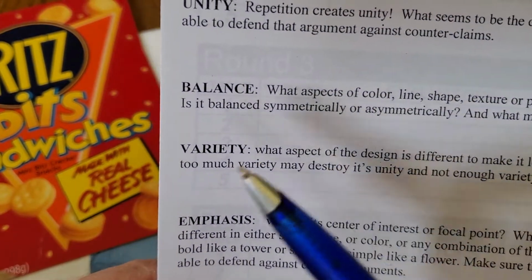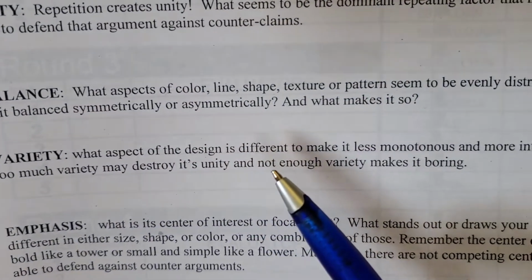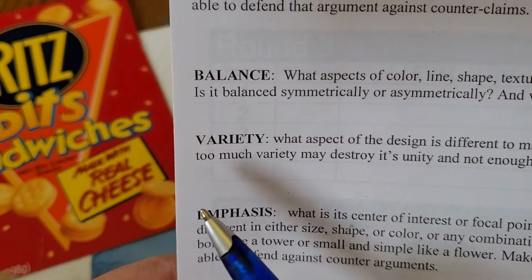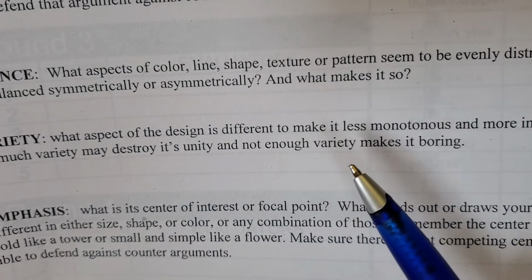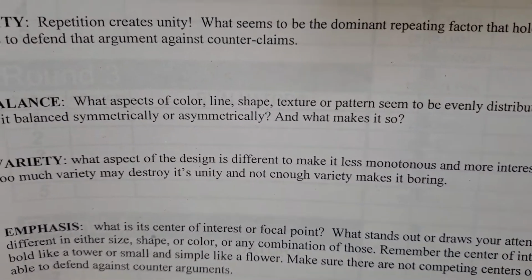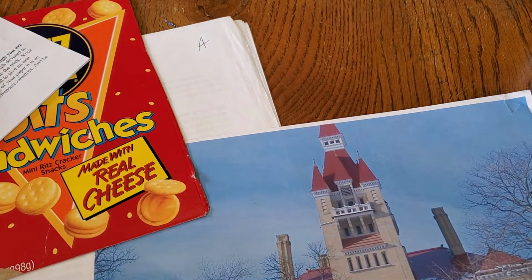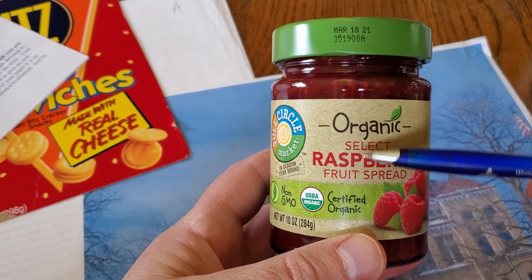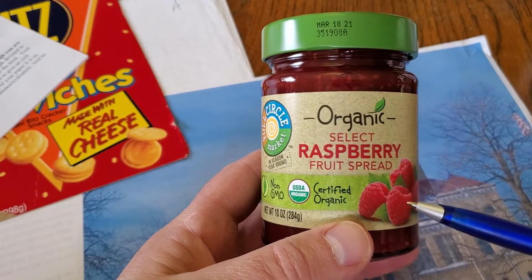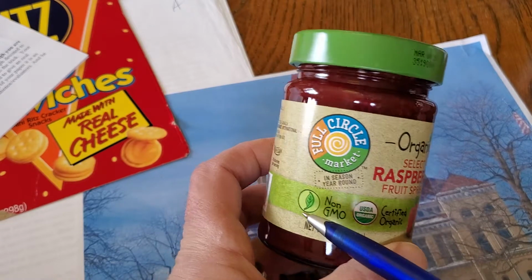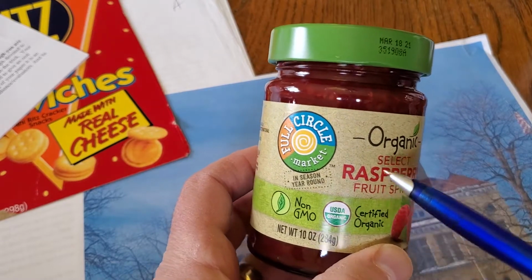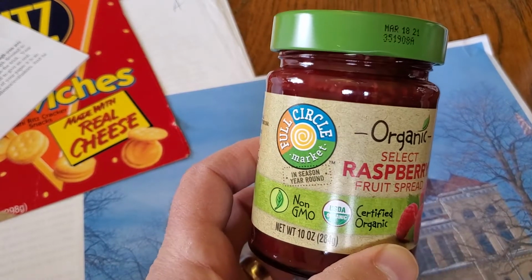Next is variety. Variety just means what aspect of the design is different to make it less monotonous and more interesting. But remember, too much variety may destroy its unity, and not enough variety makes it boring. So for example, when it comes to packaging design, sometimes people think if it's packaging design, it must be good. Here's an example of packaging design that I don't think is that good. Now you might say, well, there's green here and there's green there, but then there's also red, and we've got this circle, and red here and black there. We've got a lot of things going on. There's almost too much variety.